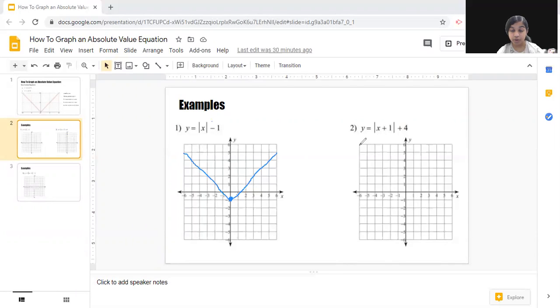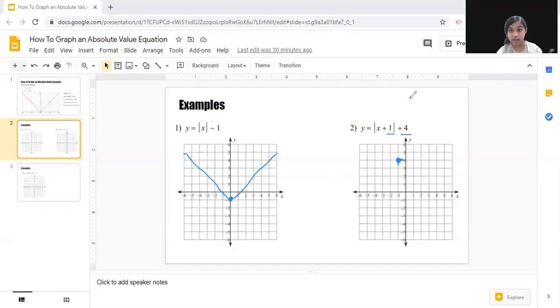Moving on to our second example. Here we can see that we do in fact have a h point and a k point. This means that we will have a moved vertex. So a +1 means we will be moving 1 unit to the left, and a +4 means we will be moving 4 units up. Here is our vertex point.